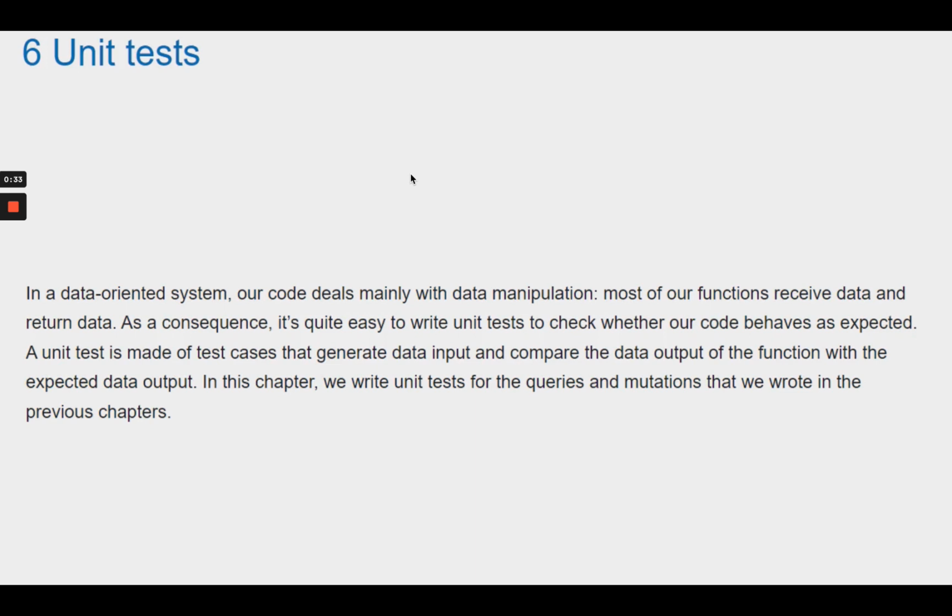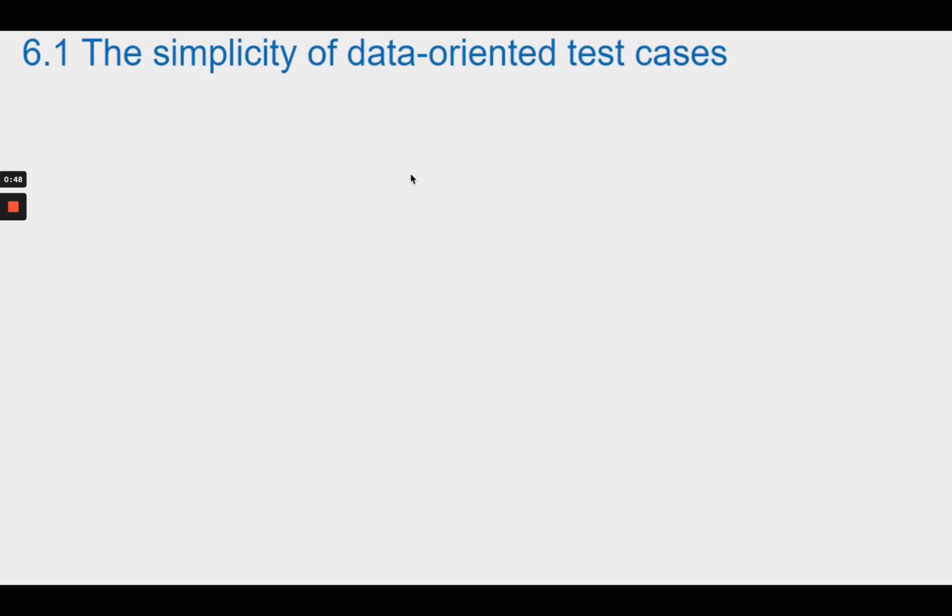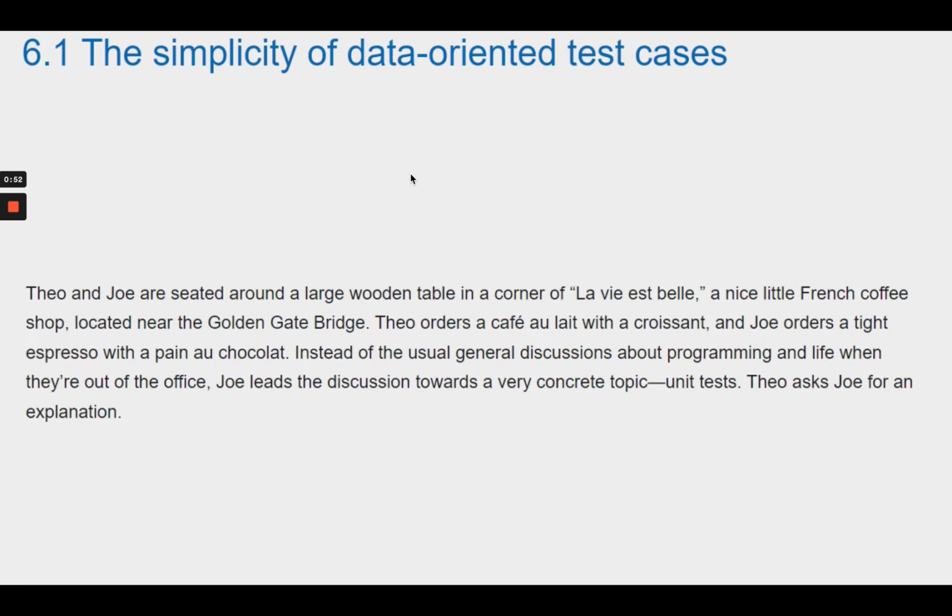A unit test is made of test cases that generate data input and compare the data output of the function with the expected data output. In this chapter, we write unit tests for the queries and mutations that we wrote in the previous chapters. Section 6.1. The simplicity of data-oriented test cases.